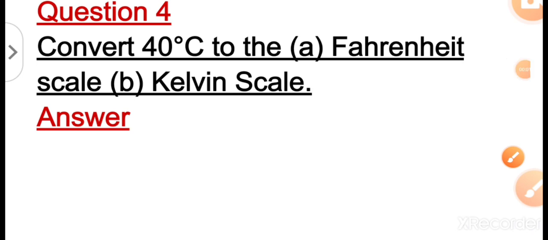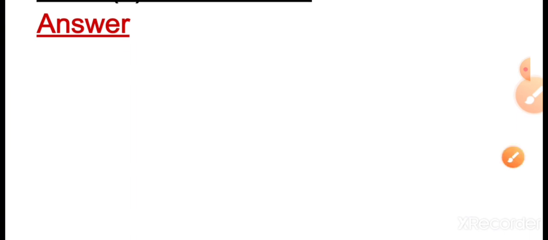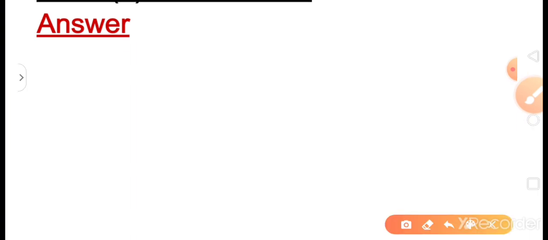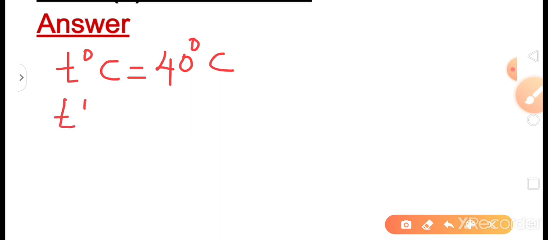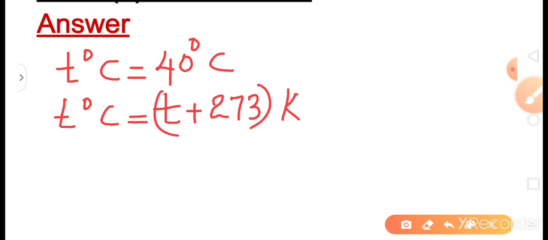From the same question we have to convert the degree Celsius into Kelvin scale also. For that, first we should write the temperature in degree Celsius, which is already given. We can denote it like this: T degree Celsius is 40 degrees Celsius. We know that if any temperature is given in degree Celsius and we need to convert it into Kelvin scale, we have to add 273 to it. So T degree Celsius is equal to T plus 273 Kelvin. It will give the temperature in Kelvin.